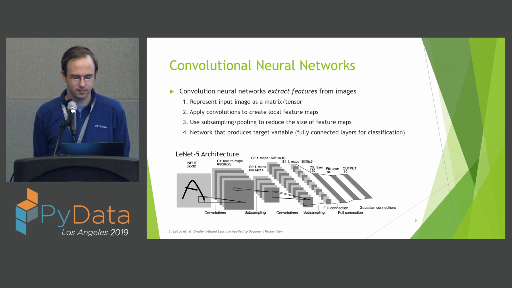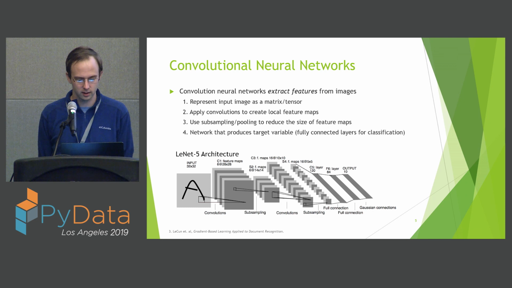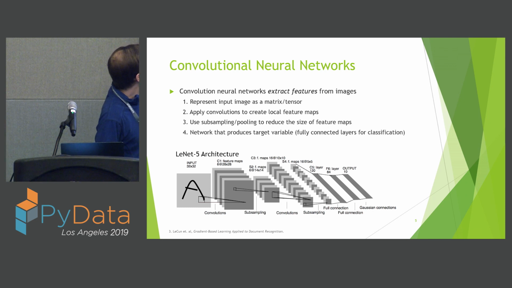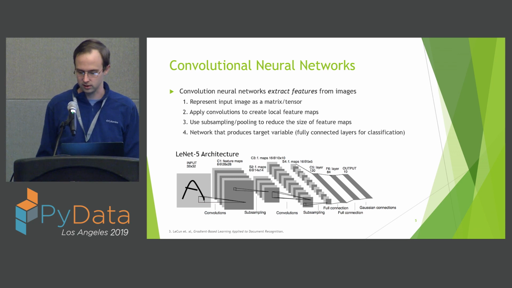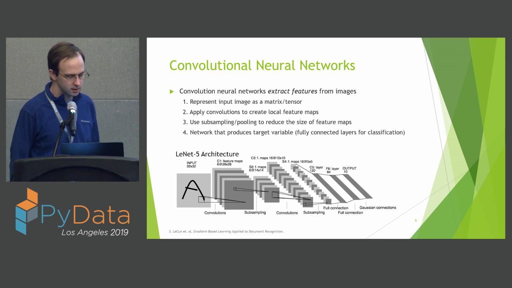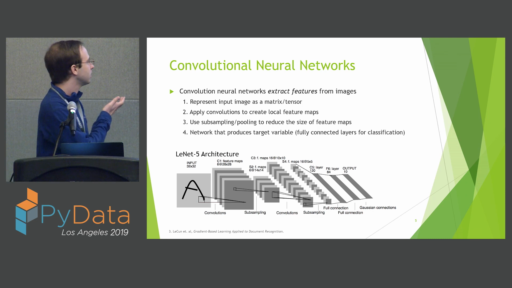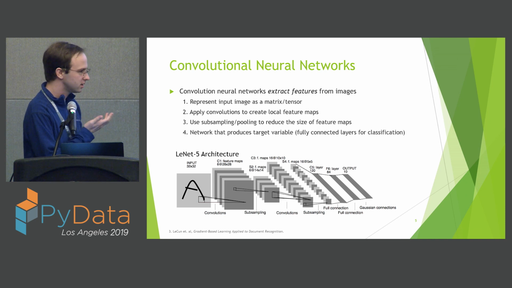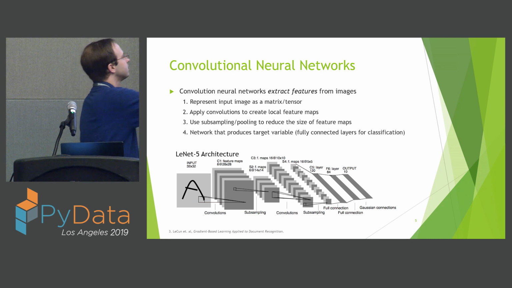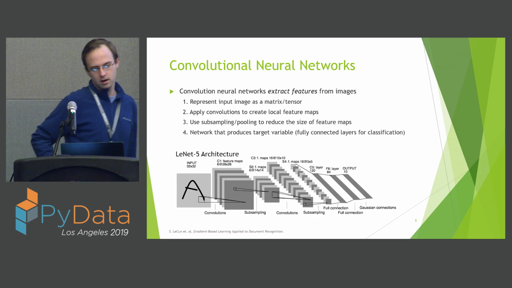So I've been talking about convolutional neural networks. I'm going to talk at a high level about how they work. This is an early architecture. The input is some image, in this case a 32 by 32 character. This image, of course, is represented as a matrix or a tensor so that computers can work with it. Convolutions are applied to the input image.